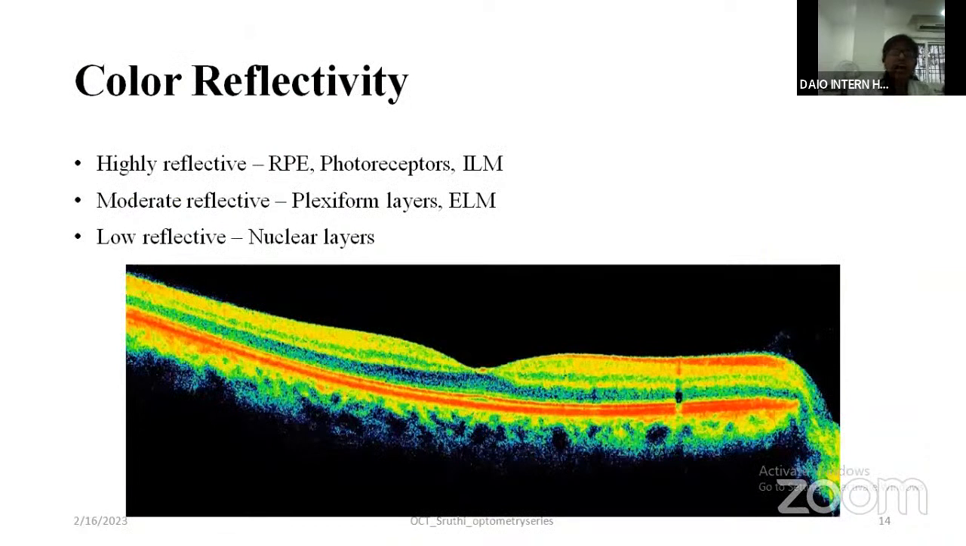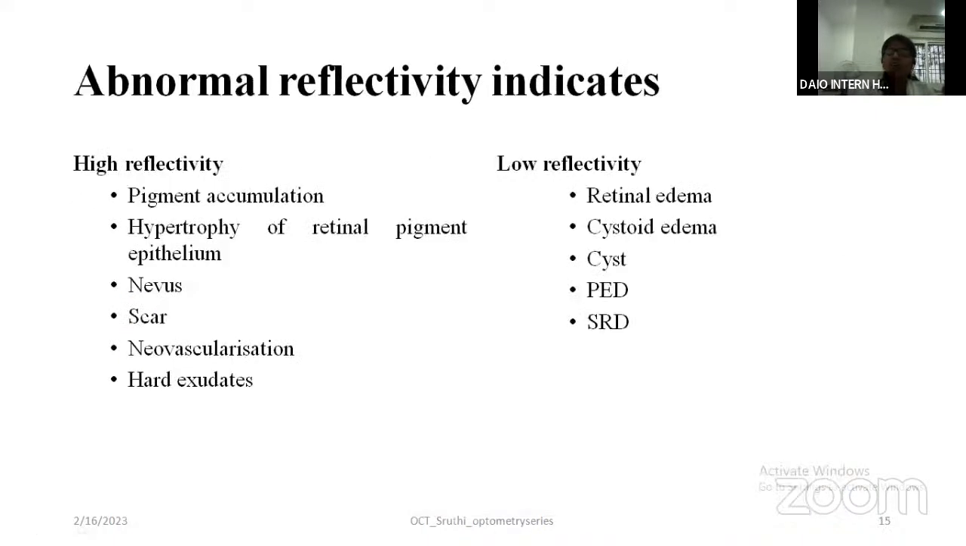Color reflectivity. Highly reflective layers are RPE, photoreceptors, and ILM. Moderate reflective layers are the plexiform layer and ALM, and low reflective is the nuclear layer. Abnormal reflectivity: high reflectivity indicates pigment accumulation, hypertrophy of retinal pigment epithelium, nevus, scar, neovascularization, hard exudate, and low reflectivity is seen in retinal edema, cystoid edema, cyst, PED, and SRD.